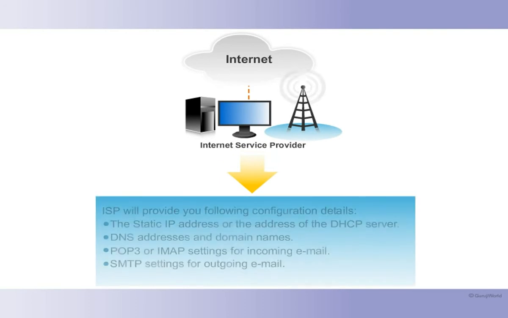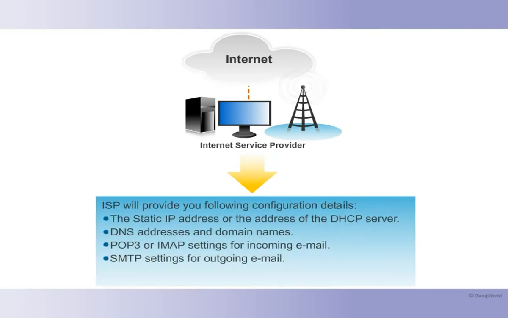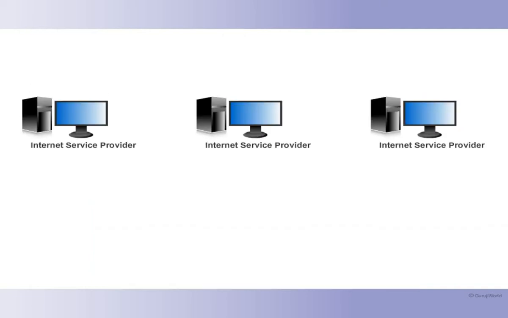ISP provides you following configuration details: the static IP address or the address of the DHCP server, DNS addresses and domain names, POP3 or IMAP settings for incoming email, SMTP settings for outgoing email. Depending on the area in which you live, you may have access to several ISPs.